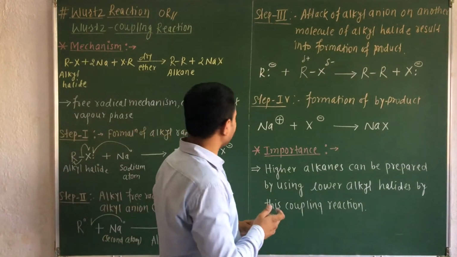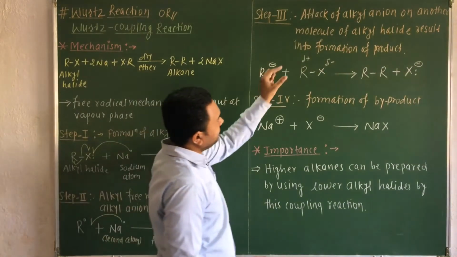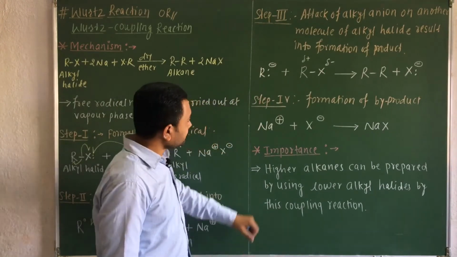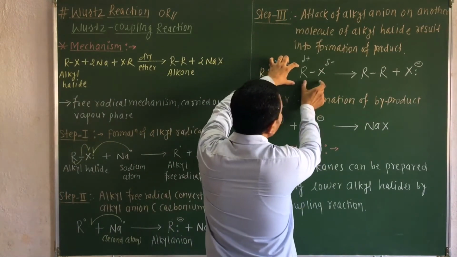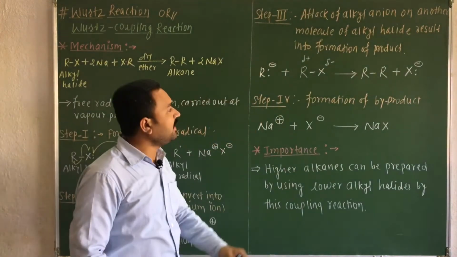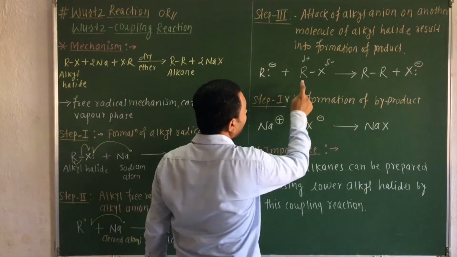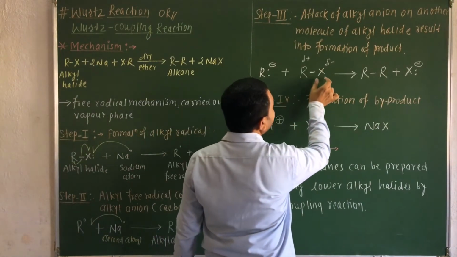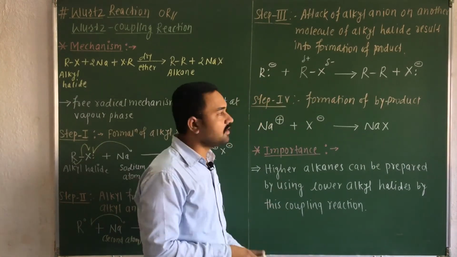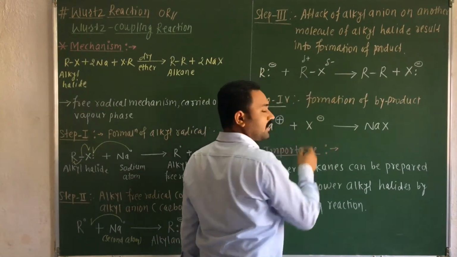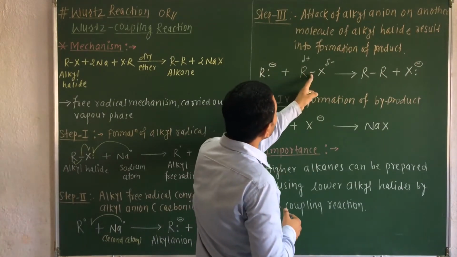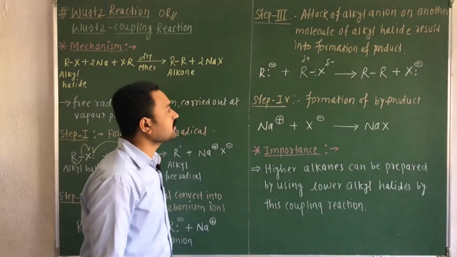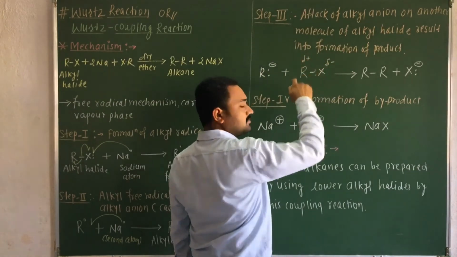Now what happens in the third step? This alkyl anion attacks the second molecule of alkyl halide. So this is your alkyl halide. You know that the bond between the carbon of the alkyl group and the halogen is a polar bond due to the electronegativity difference between the two bonded atoms. We know that the electronegativity of the halogen atom is more, hence the electron density of this bonding pair will shift more towards the halogen atom. That's why this alkyl group has the positive charge.